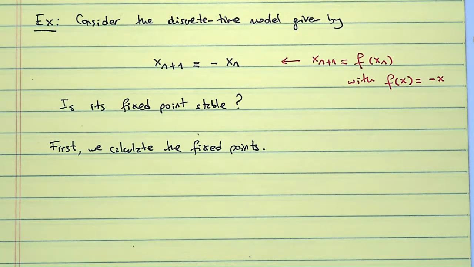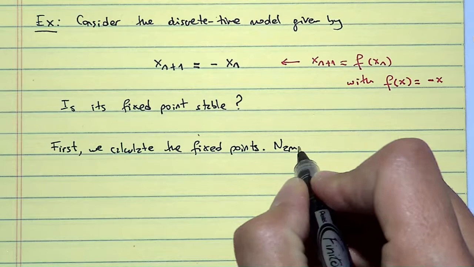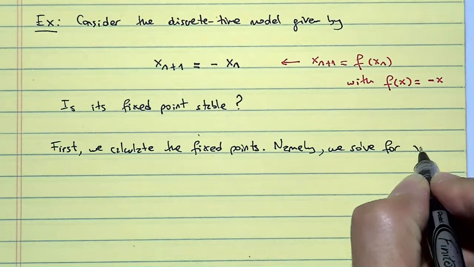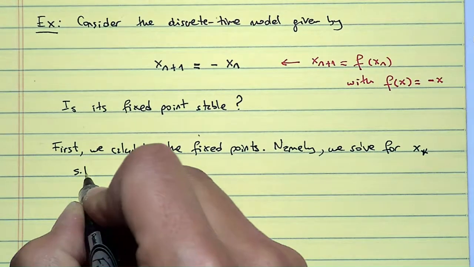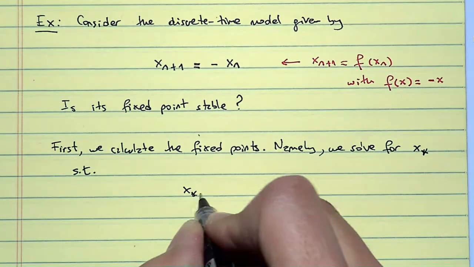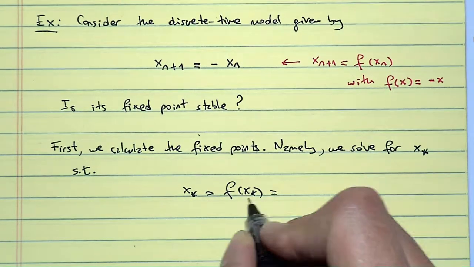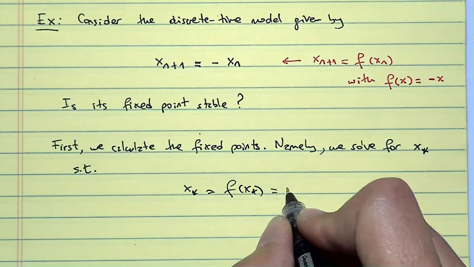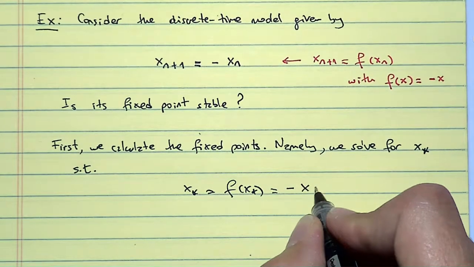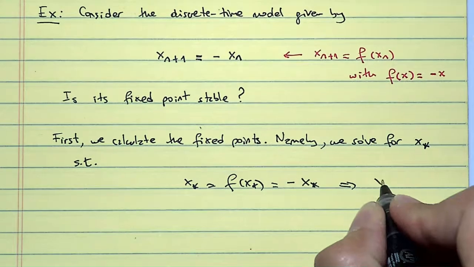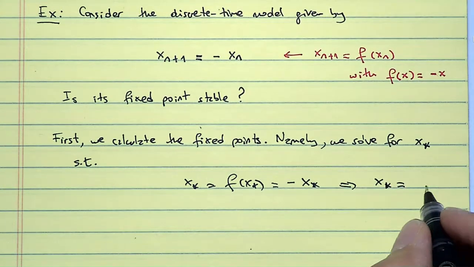So we calculate the fixed points. Namely, we need to solve for x star such that x star is equal to f of x star, where this f is minus x, so this will be minus x star. So how many x stars will satisfy this? One. This implies there's only one, equal to zero.